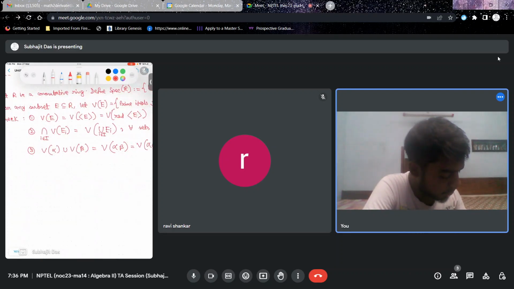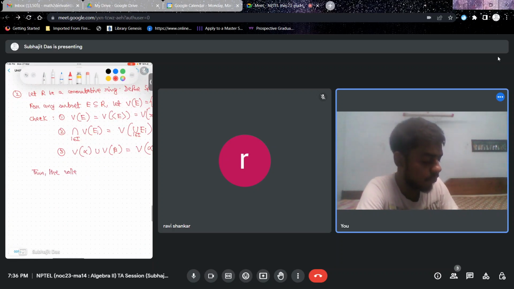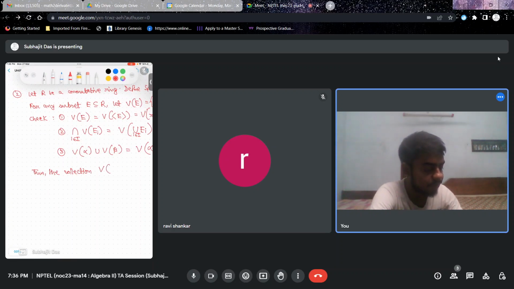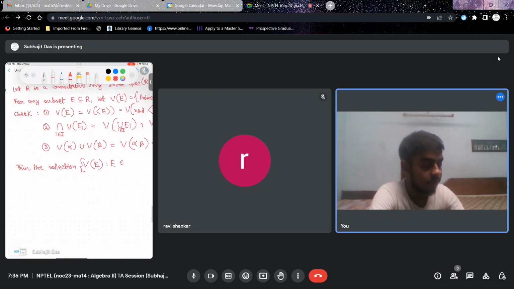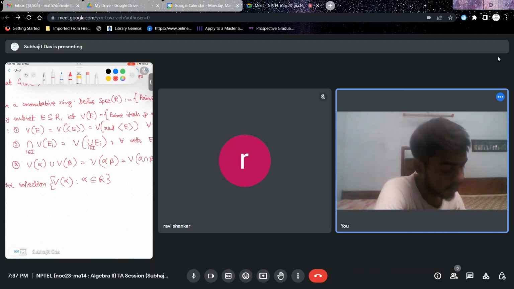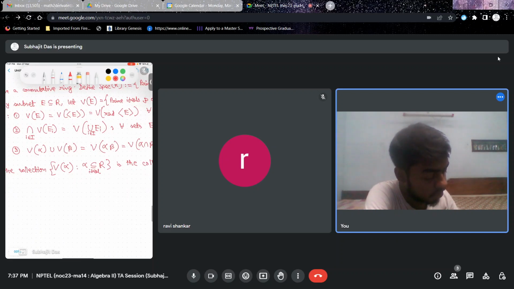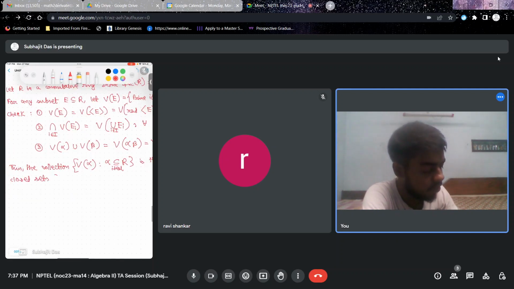So thus the collection V(E) such that E is a subset of R, or we can be very precise, and instead of V(E) we can say V(α), where α is an ideal in R. It's the same thing as given by the first exercise. So α is an ideal in R. This collection is the collection of closed sets for a topology on Spec R. Okay.